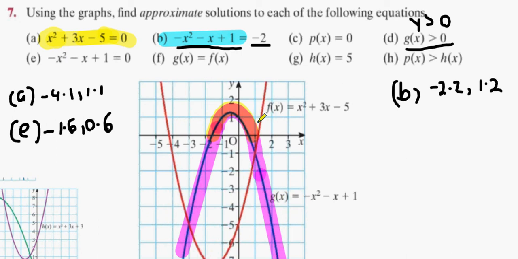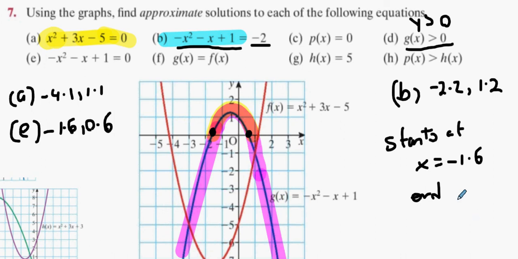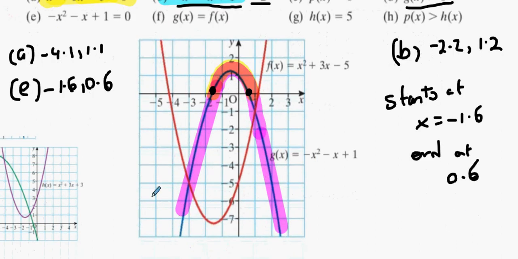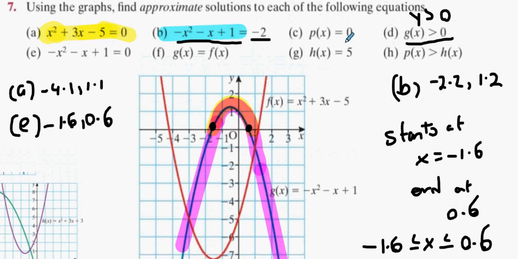Can I agree there and there? Where's the x range? Would everybody agree it starts at x equals minus 1.6? When does it end? Where's this point here? And this point here? Ends at 0.6. How would you display that in maths language? Minus 1.6 is smaller than or equal to x, smaller than or equal to? Well, I think I might have made a mistake. Is there an equal sign here? What does that mean? It means I've got to get rid of these two parts here.